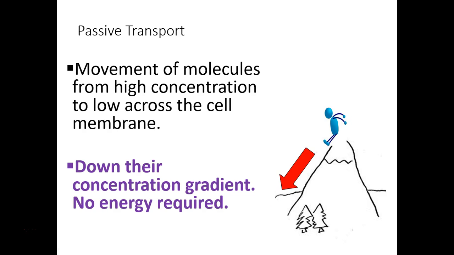So this is a perfect picture of passive transport. If you've ever thrown yourself down a hill, you really don't need much energy. You just go down and that is it. So it's the movement of molecules from high concentration to low across the cell membrane. They go down their concentration gradient, no energy required.